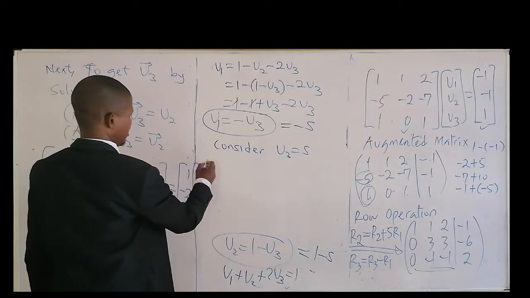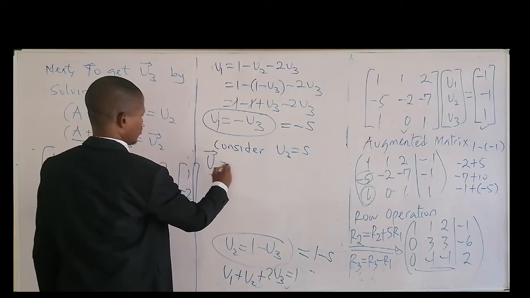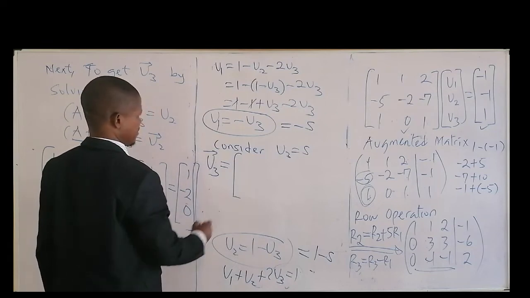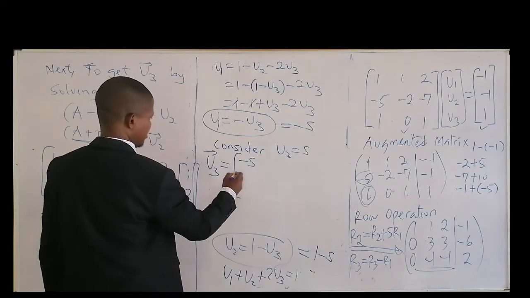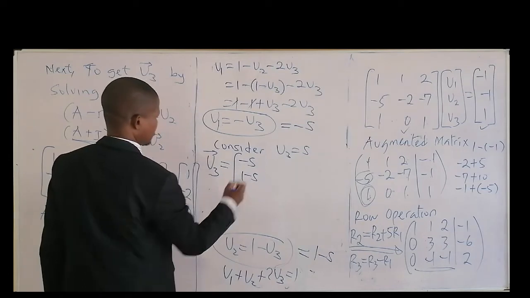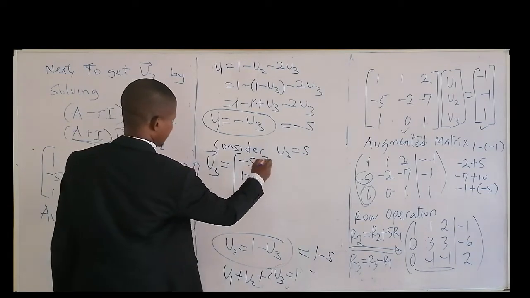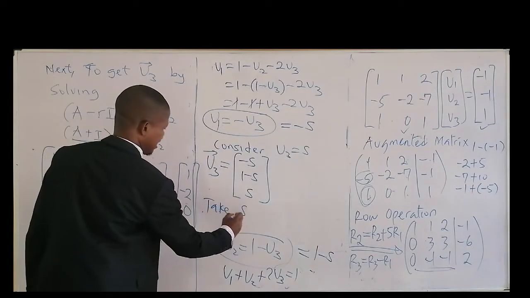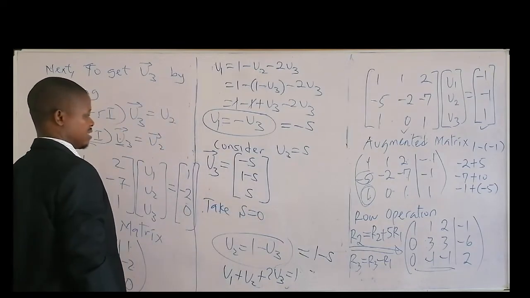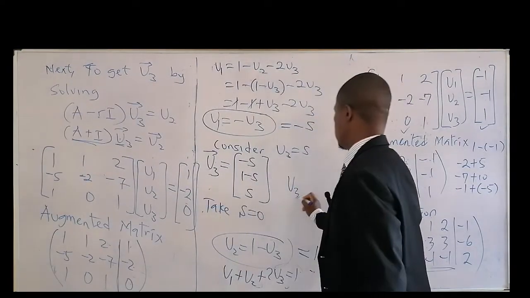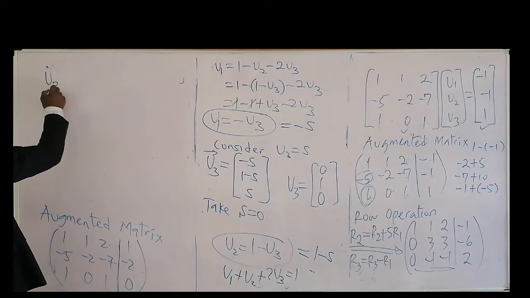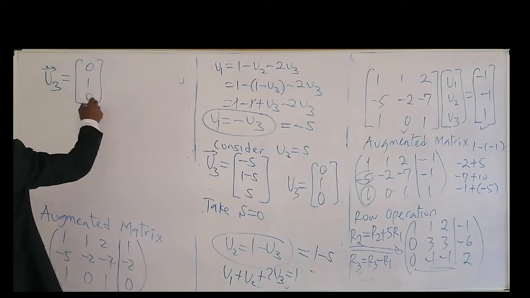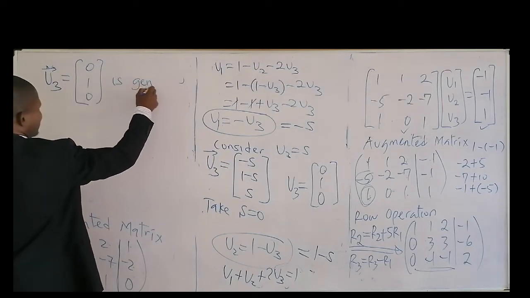Okay? So the third eigenvector will be equal to U1, which is minus this, is 1 minus this, and then U3 is this. So this is what we have. Okay, then take what? Take x as 0. So if you do that, we now have U3 equal to what? So this one, U3, as this is the generalized eigenvector.